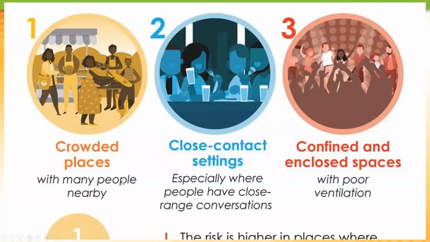So again, where do you get COVID? Crowded places with many people, close contact settings, and confined spaces with poor ventilation. So you can argue the point that if you stay away from people and you stay outside, you probably have less chance of getting COVID than if you're inside with lots of people, especially if they're unvaccinated and unmasked.